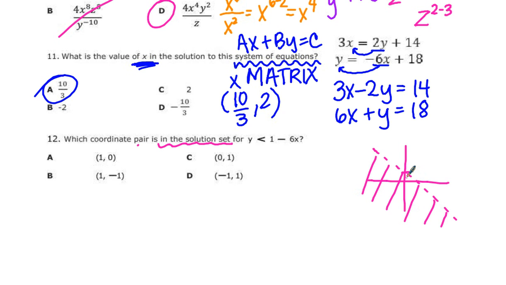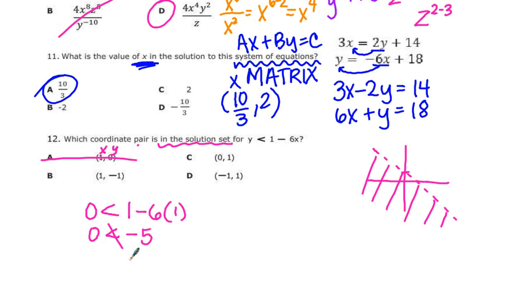Okay, so you could graph this if you wanted to, or you can just plug in these different x and y values and see which one gives you a true statement. Like this is x, that's y. So if I say 0 is less than 1 minus 6 times x, which is 1, well, 1 minus 6 times 1 is 1 minus 6, which is negative 5. Is 0 less than negative 5? Look at your number line, and the answer is no. So it makes a false statement. That is not less than. So we're going to do that for all of our different points.